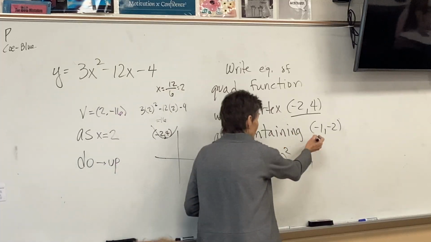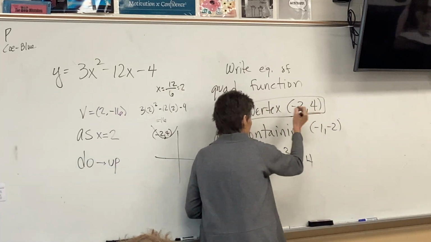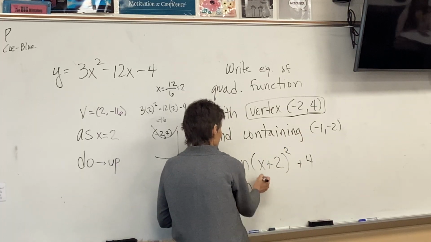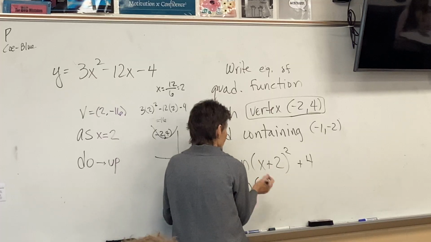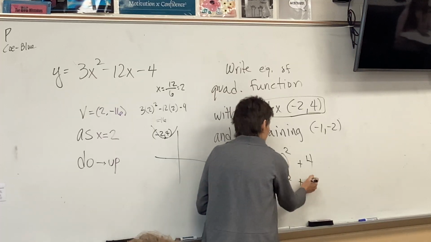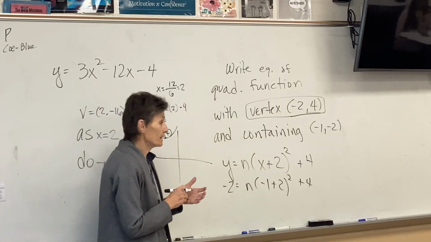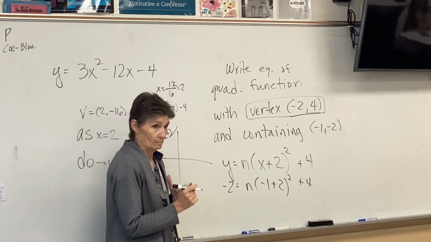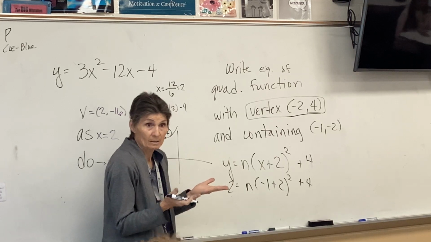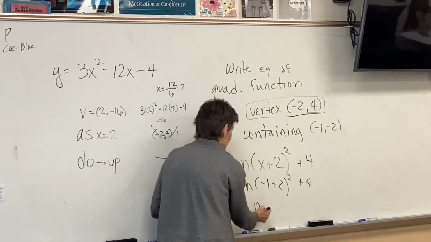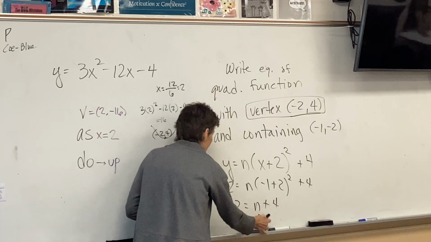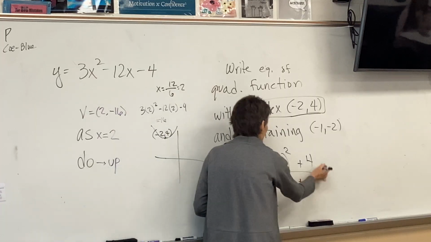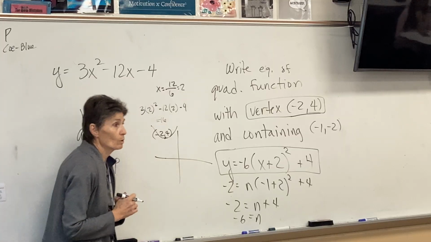Plug this other one in. We start with the vertex. Okay, he's there. Now I'm going to plug that one in. So negative 2 equals a, whatever you want to use, times negative 1 plus 2 squared plus 4. Negative 1 plus 2 is 1. Squared is 1. So it looks like a is negative 6. And that is the equation of your parabola.